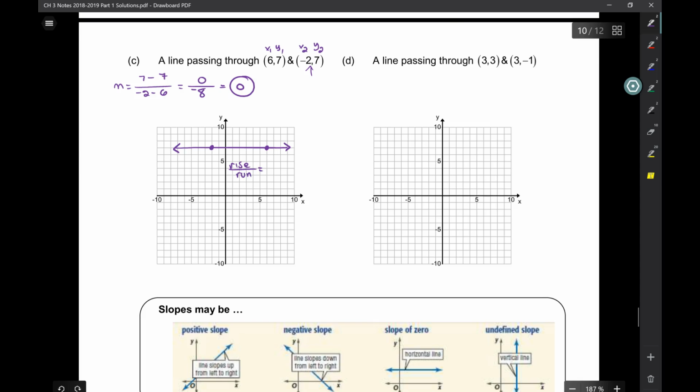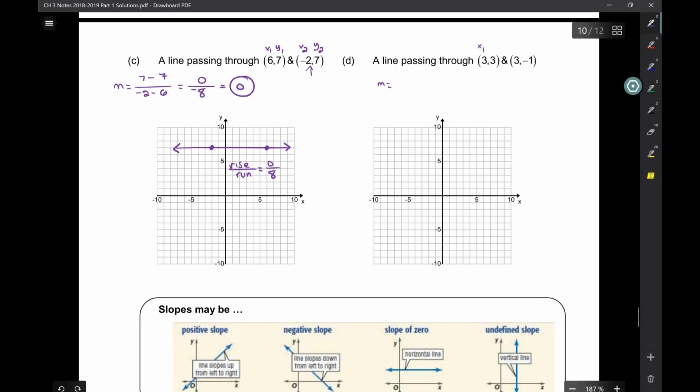So now let's take a look. Rise over run. To go from one point to the other, how much do you go up or down? 0. How much do you go over? 8. So 0 over 8. No, because you're going right. Yeah, but you could also go left. Okay, we always said from left to right. Okay, so take a look at this one.